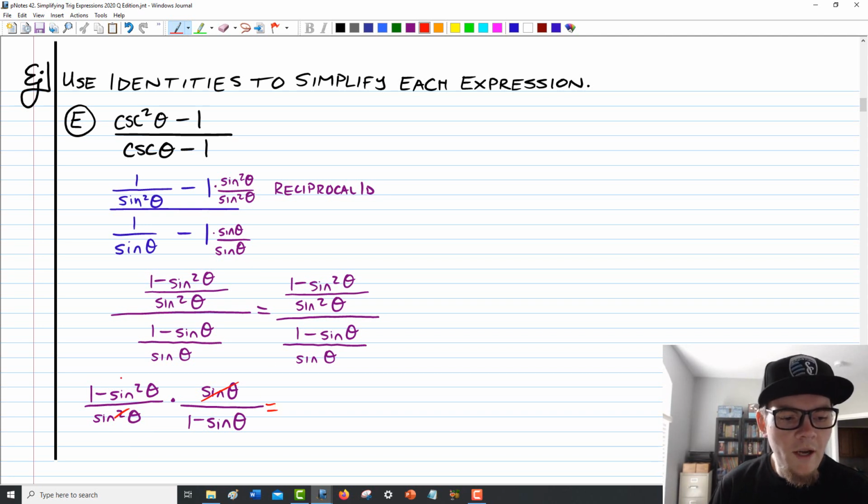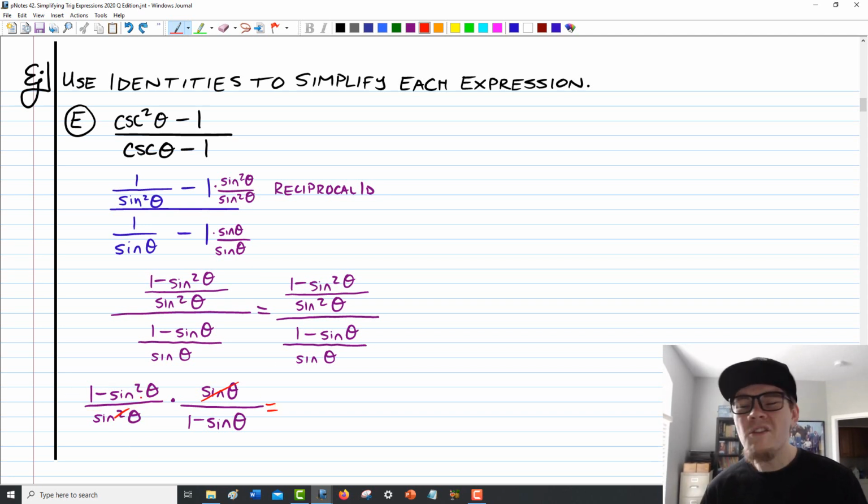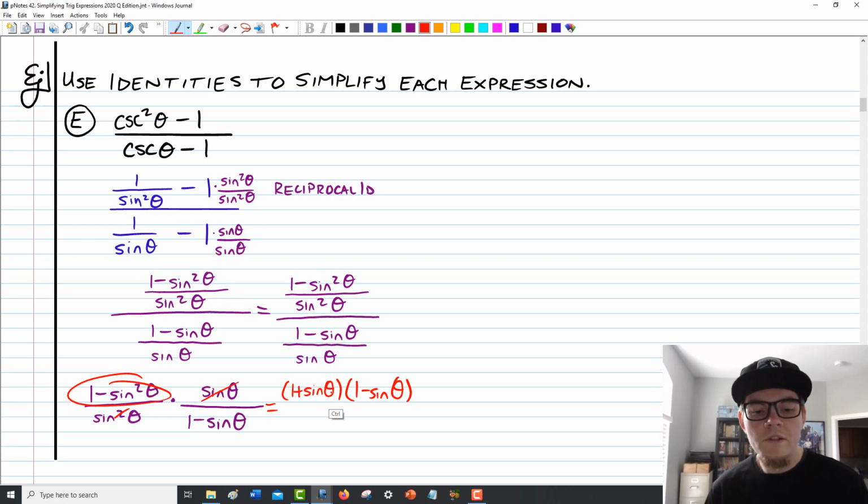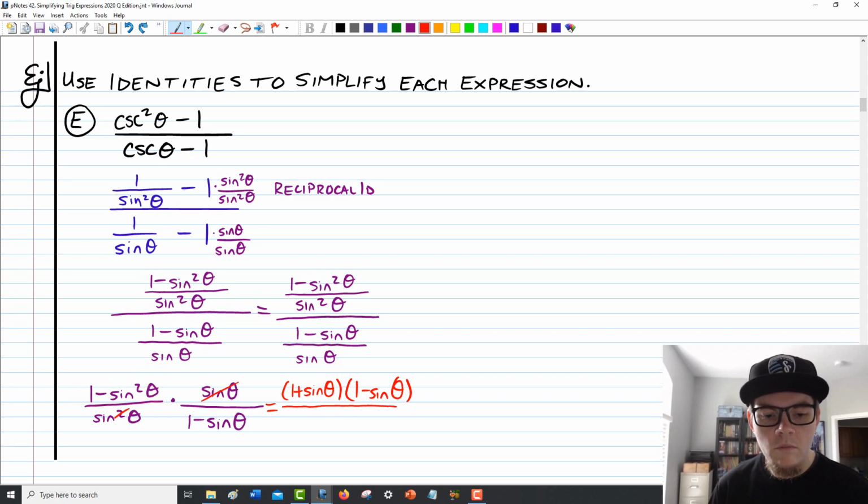Likewise, my numerator up there, 1 minus sine squared, I could turn that into cosine squared, but instead, because I see that 1 minus sine of theta, I'm going to rewrite 1 minus sine squared as a difference of squares: 1 plus sine of theta times 1 minus sine of theta. That replaces this, which means our numerator is now 1 plus sine times 1 minus sine. Down below, we have sine of theta left over, and also a factor, 1 minus sine of theta.